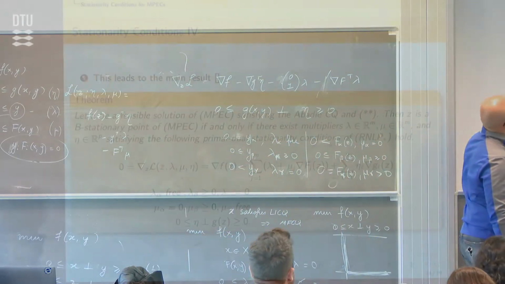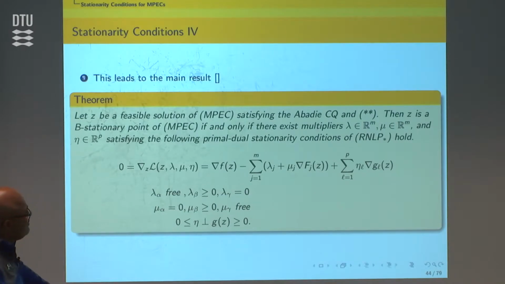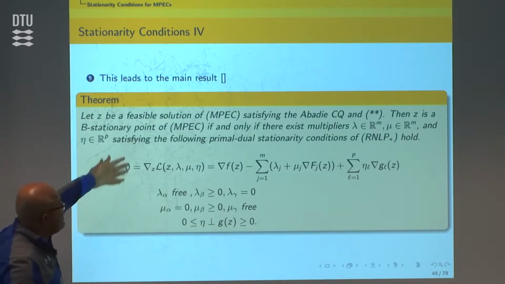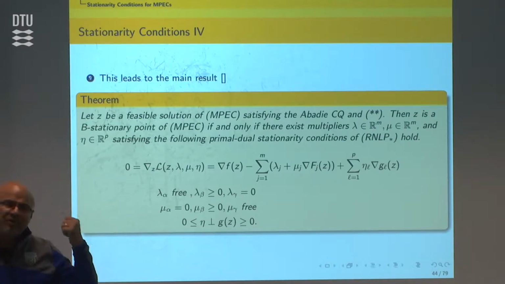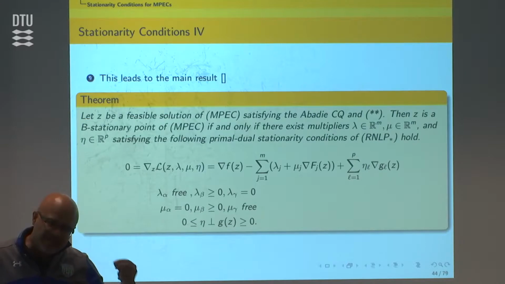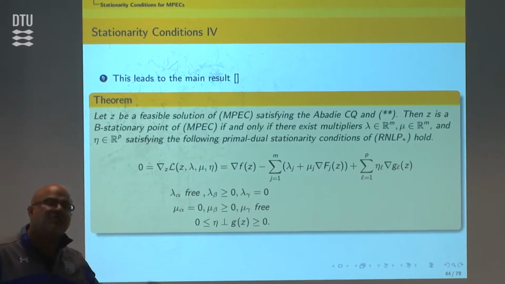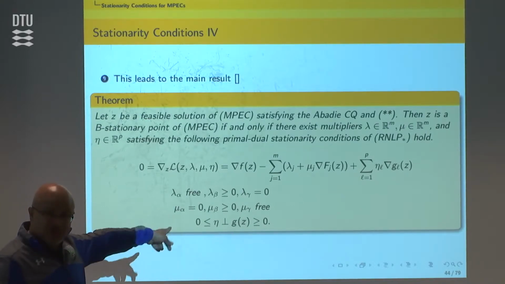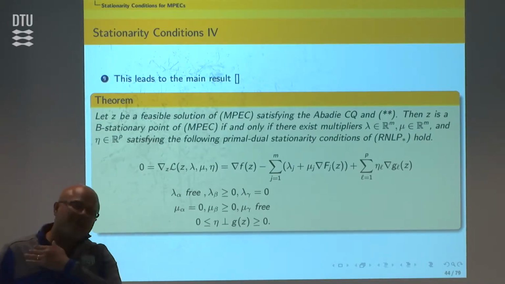And here is the statement. The statement is, if Z is a feasible solution of the MPEC satisfying a certain constraint qualification and some other conditions, then X is a B stationary point of MPEC if and only if there exist multipliers lambda, mu, and eta satisfying these KKT conditions. So what I've told you here is, under some conditions, a B stationary point is equivalent to a KKT point of some problem. It is not the original problem, it's some related problem.